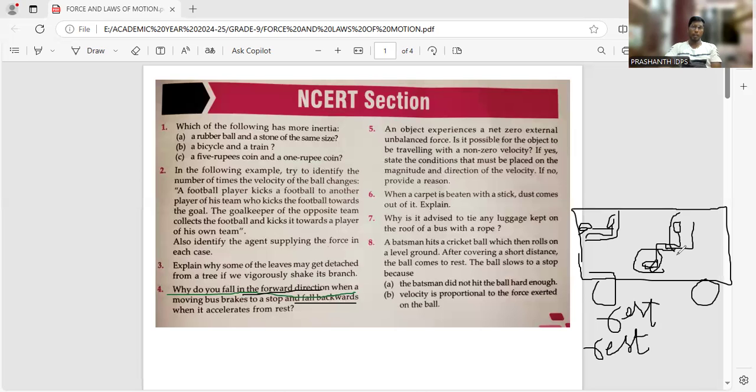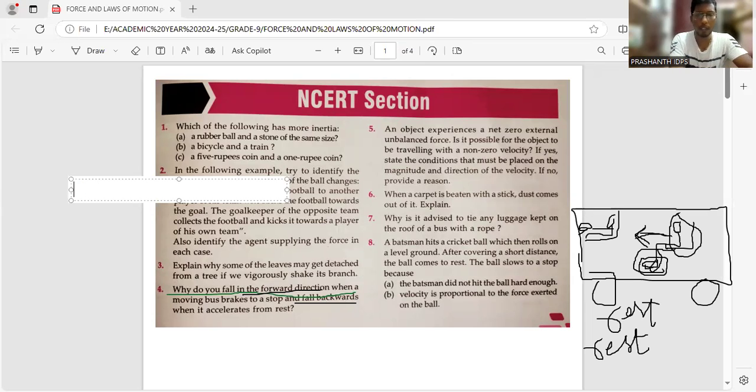Now what about his upper body? His upper body is in motion towards the forward direction. Are you getting my point? So only the feet are in contact with the bus, and the upper body is still in the movement state, which means still in the forward motion direction. So that is the reason when the driver applies the brake, the feet come to rest and the upper body tries to stay in the state of motion. That is the reason the person will fall in the forward direction. That is the answer. I'll write the answer here.